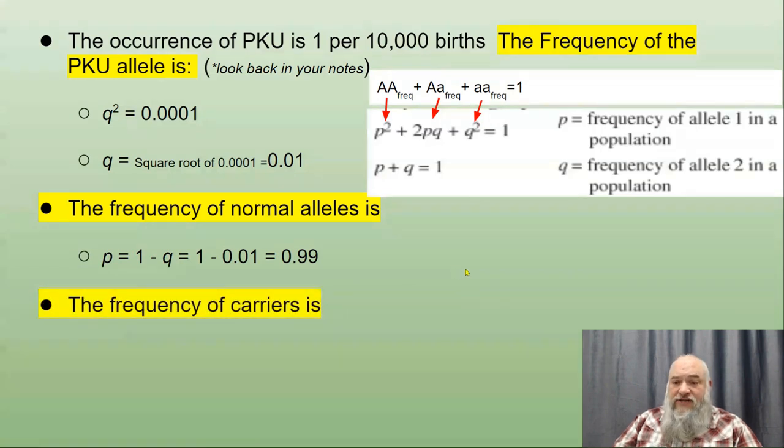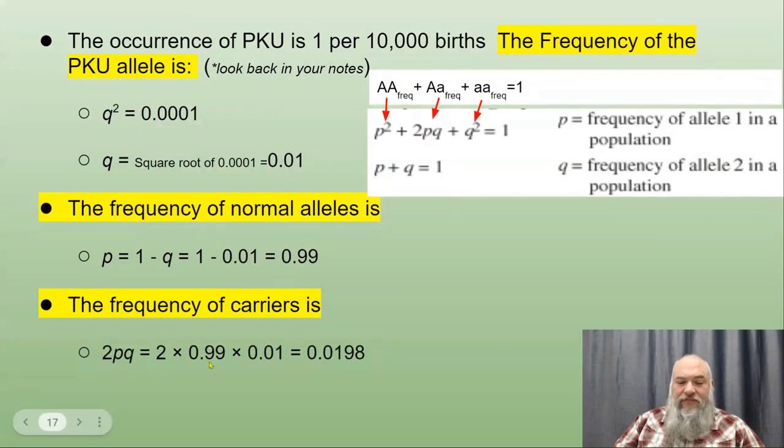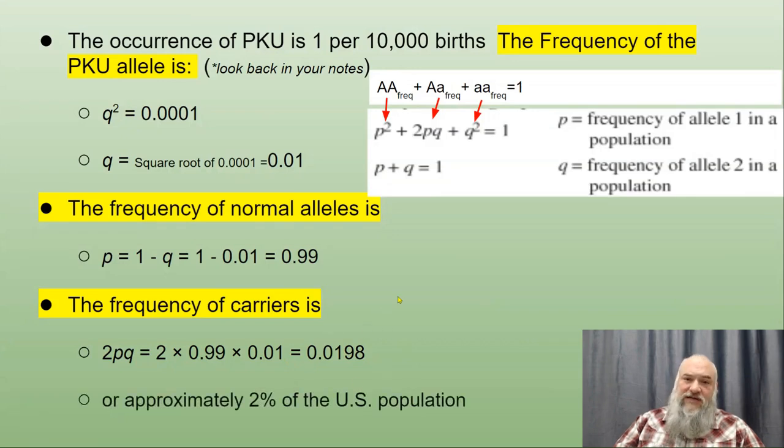Now that we know the frequency of both p and q, we can figure out the frequency of carriers. This is the carrier genotype, right? It's 2pq. So it's 2 times 0.99 times 0.01, which is the q. So the frequency of carriers in the population is around 2%. Okay, so 98% or so of folks, a little less, aren't even carriers for it, don't have the allele at all. 2% are carriers, and less than 1 in 10,000 actually has PKU as a result.